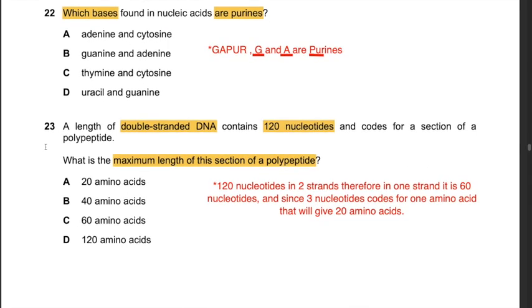Question 22. Which bases found in nucleic acids are purines? The best way to remember this is a term called GAPur, where guanine and adenine are purines. Therefore, the answer is B, guanine and adenine.